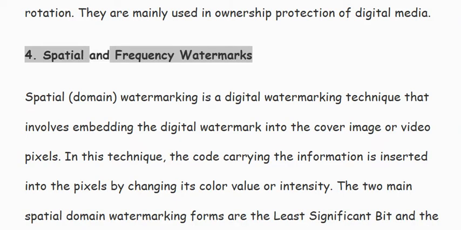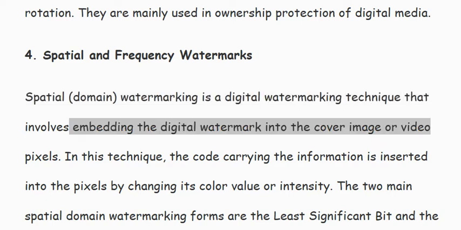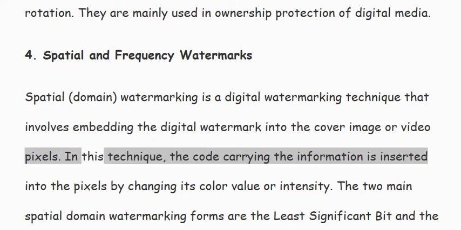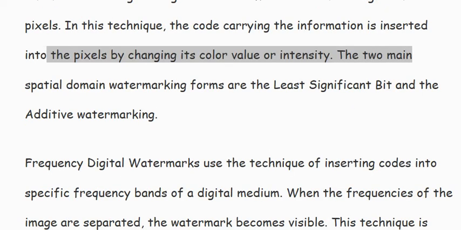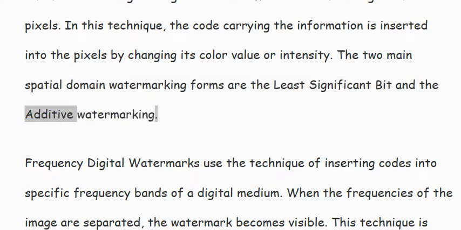4. Spatial and frequency watermarks. Spatial domain watermarking is a digital watermarking technique that involves embedding the digital watermark into the cover image or video pixels. In this technique, the code carrying the information is inserted into the pixels by changing its color value or intensity. The two main spatial domain watermarking forms are the least significant bit and the additive watermarking.